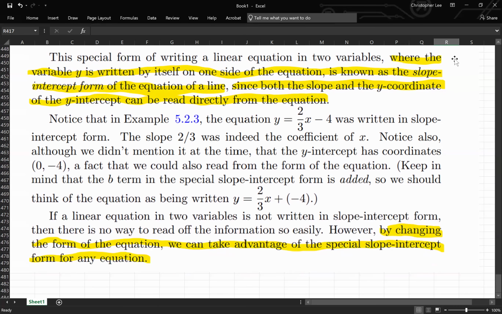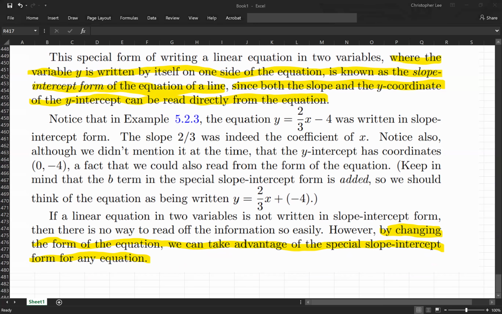All right? If a linear equation in two variables is not written in slope-intercept form, then there is no way to read off the information so easily. However, by changing the form of the equation, we can take advantage of the special slope-intercept form for any equation. Okay? So long story short, no matter what jumbled up way they might give you the problem, you can always switch it around to something you know how to do and then do it. Right?